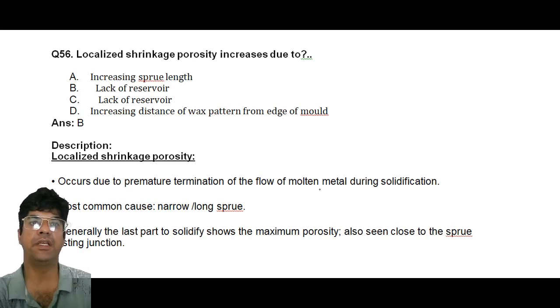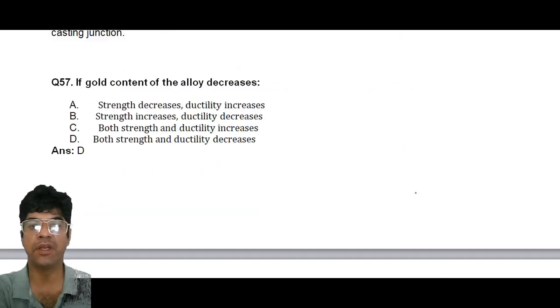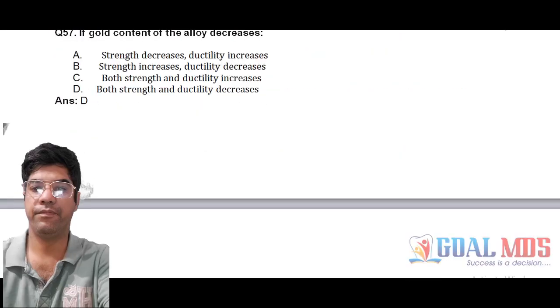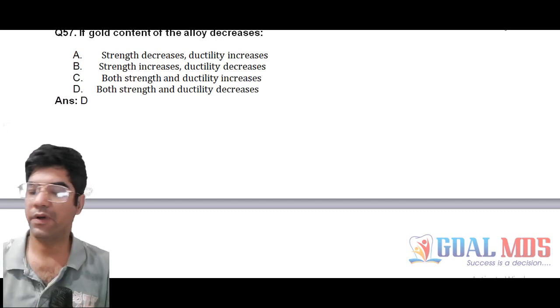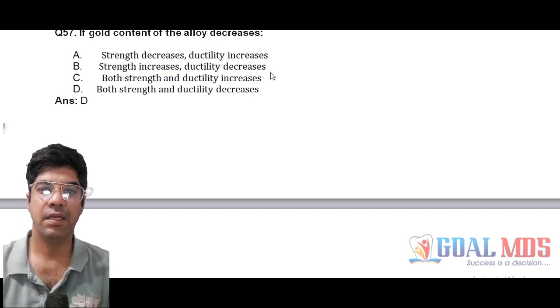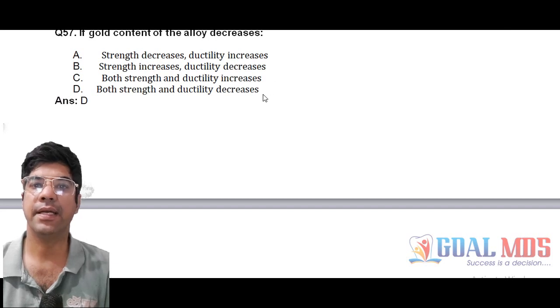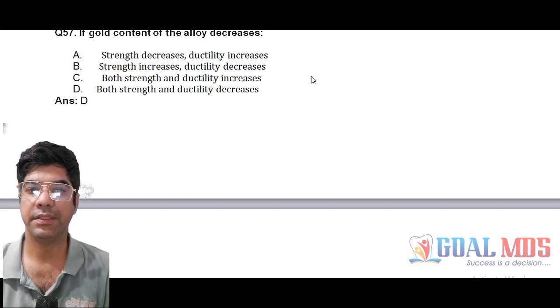Localized shrinkage porosity increases due to the lack of reservoir. It occurs when there is lack of reservoir to supply the additional molten metal to compensate for shrinkage that occurs during solidification. So if the gold content of alloy decreases, then both the strength and ductility decrease.